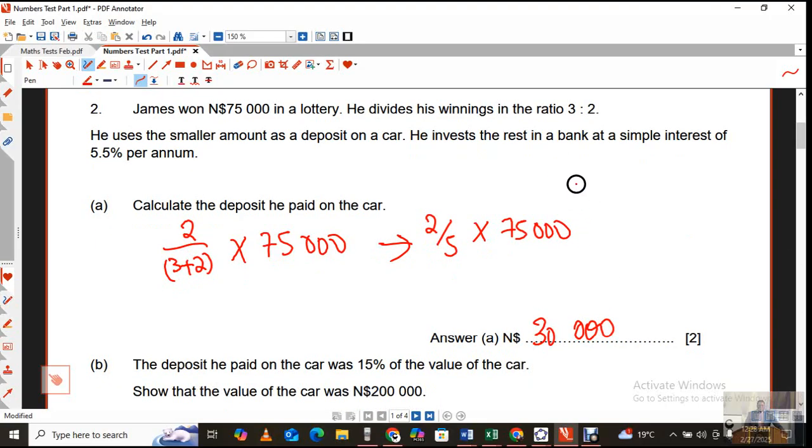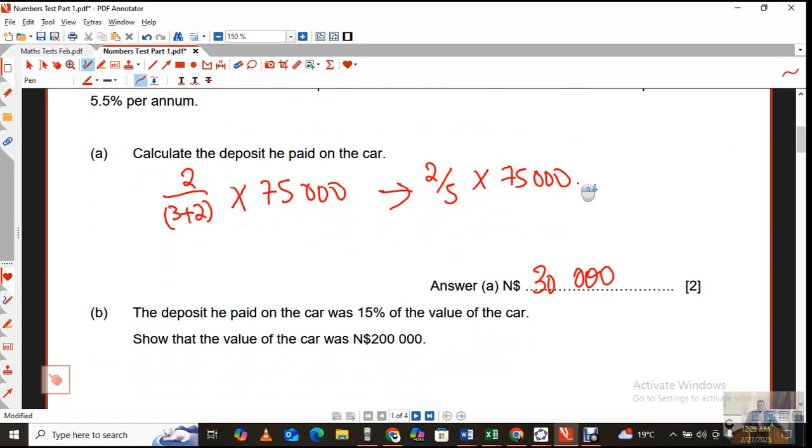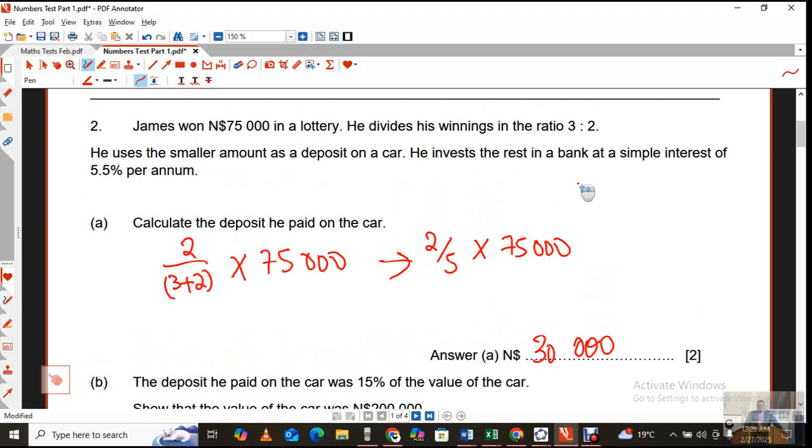The rest is going to be invested at simple interest at 5.5%. So we'll come back to the rest. Maybe I can just write it here so you can see, we're going to use it somewhere. So the rest of the money, whatever is left after the deposit of the car from the 75,000, will be 45,000. This is what's going to be left. We're going to use it later.